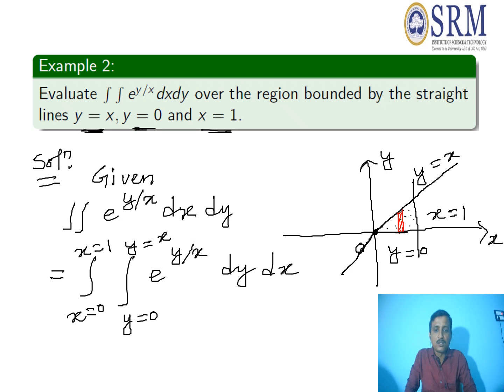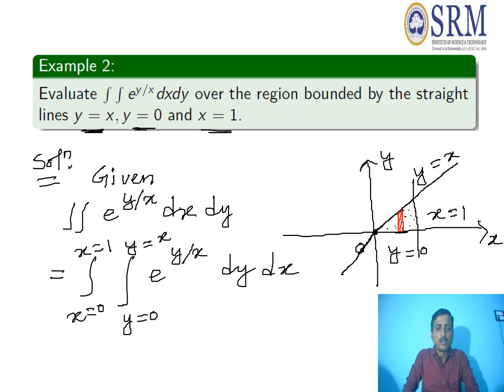How do you find those limits? First of all, you should draw the graphs, the curves, whatever is given. By using those you draw the graphs. From there you will get a bounded region. Then in that region, look carefully and accordingly draw one strip, and write the limits very carefully.